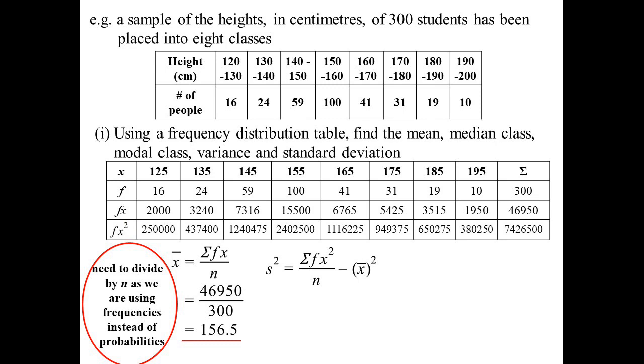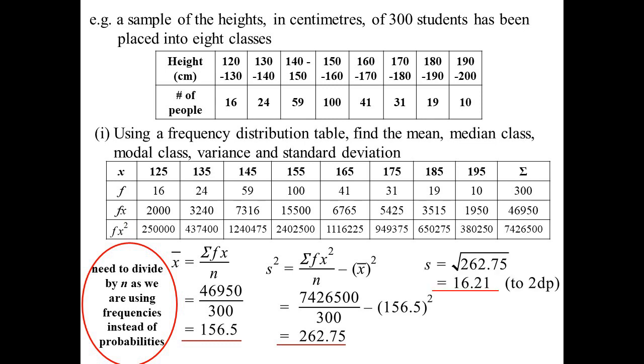Now let's put the fx squared column in. We need that to work out our variance. So s squared will be the sum of fx squared. So that's quite a large number for this example. Again, I've got to divide it by n, and I subtract the average or the mean squared, 262.75. To work out the deviation, we take the square root of the variance, so 16.21.